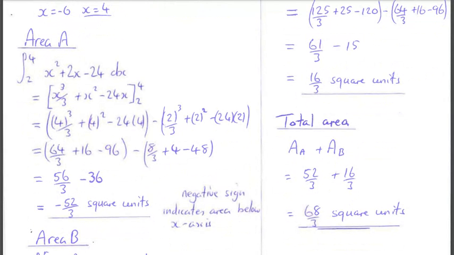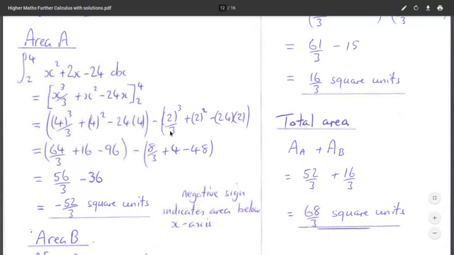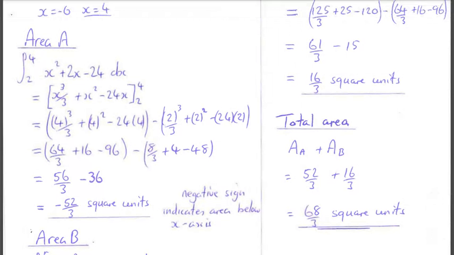So integrate, so x squared becomes x cubed over 3. 2x becomes 2x squared divided by 2, which is just x squared. Integrate 24, we get 24x. So all of that between 2 and 4. Substitute in our upper limit and our lower limits. Evaluate both brackets, and we get an area of -52/3 square units.